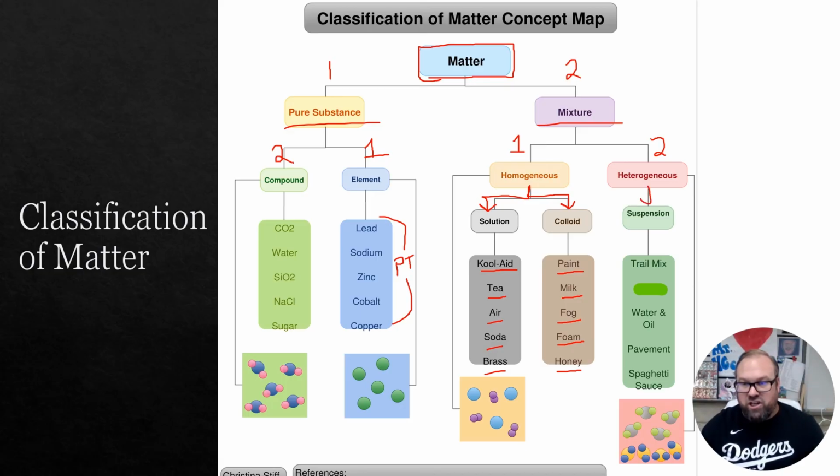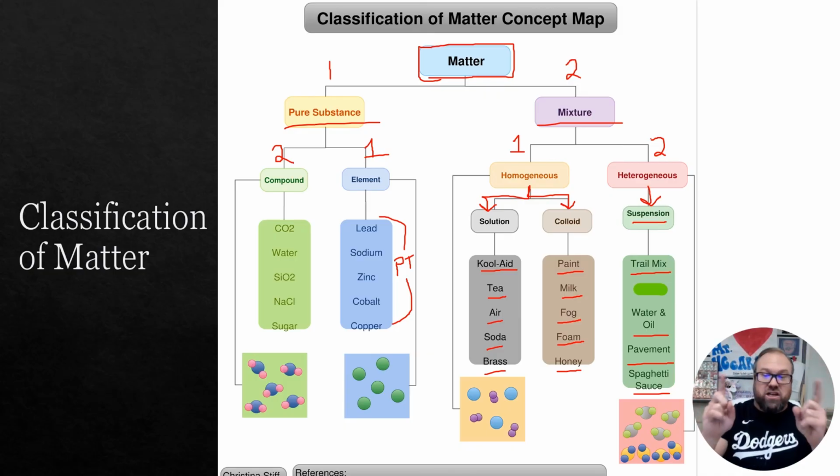And for heterogeneous, we're talking about suspensions. And examples of suspension are trail mix, which oddly enough, when a bowl is placed in front of Mr. M, no longer contain M&Ms, right? Why do the M&Ms always disappear first out of the trail mix? Water and oil, pavement, or spaghetti sauce. So anything, or chocolate chip cookies. So anything with randomized distribution in the mixture, we classify as heterogeneous.